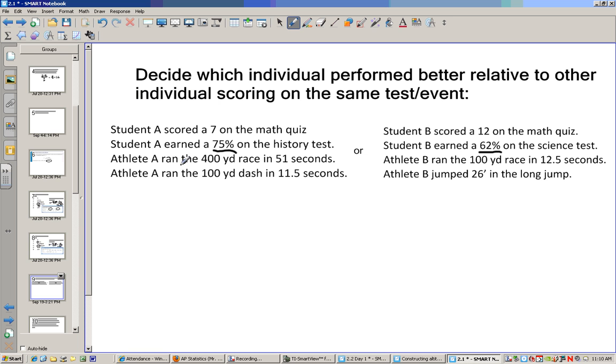And we could also say the same thing about if an athlete ran a 400-yard race in 51 seconds and another athlete ran a 100-yard race in 12.5 seconds. Since 12.5 times 4 is less than 51, that doesn't mean that athlete B is necessarily faster than athlete A, because they're different races. Same with, we could also compare a 100-yard dash and a long jump using z-scores.